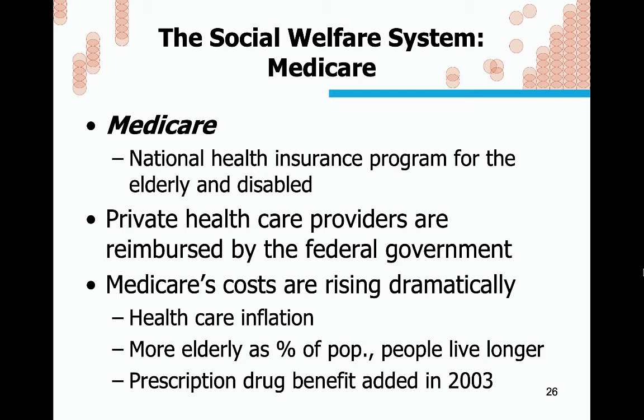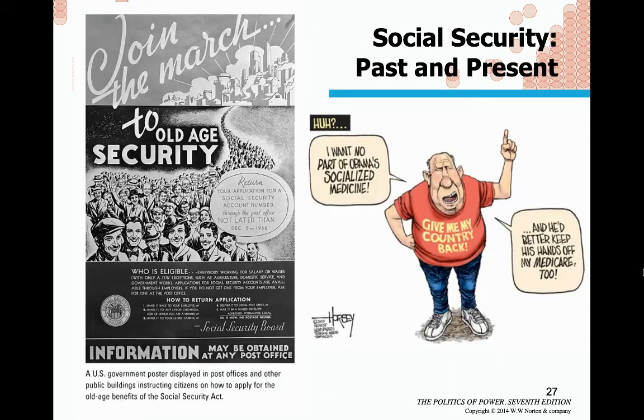A prescription drug benefit was added. It's limited. It was added in 2003, and there's talk of providing more coverage for prescription drugs for the elderly. But again, that's just going to mean more money, right? And as more people live longer into retirement, it's going to make it harder to sustain and maintain the system, right?